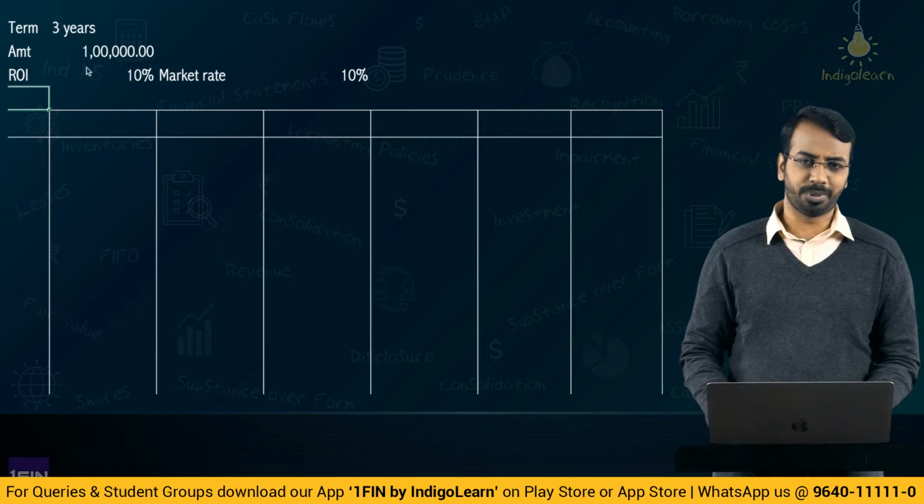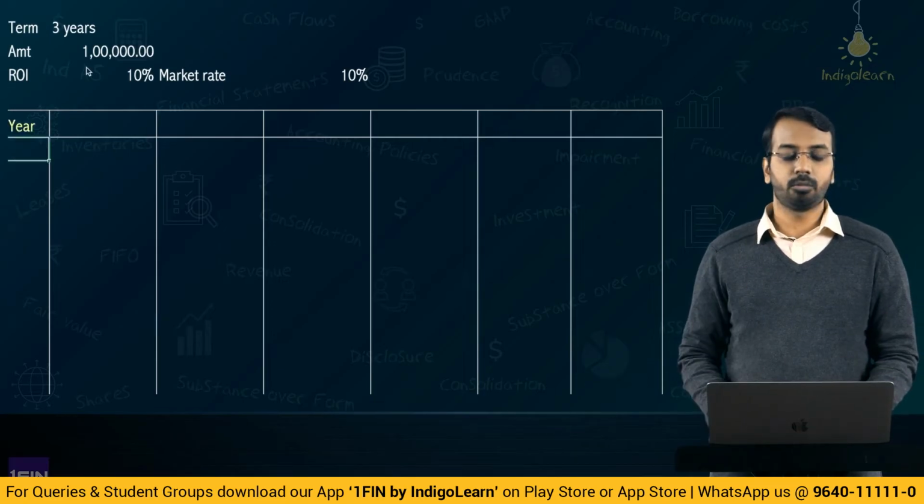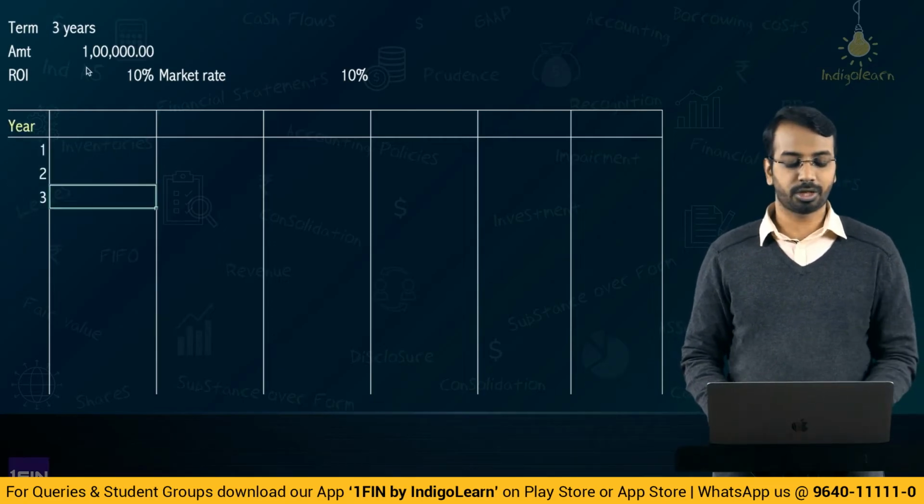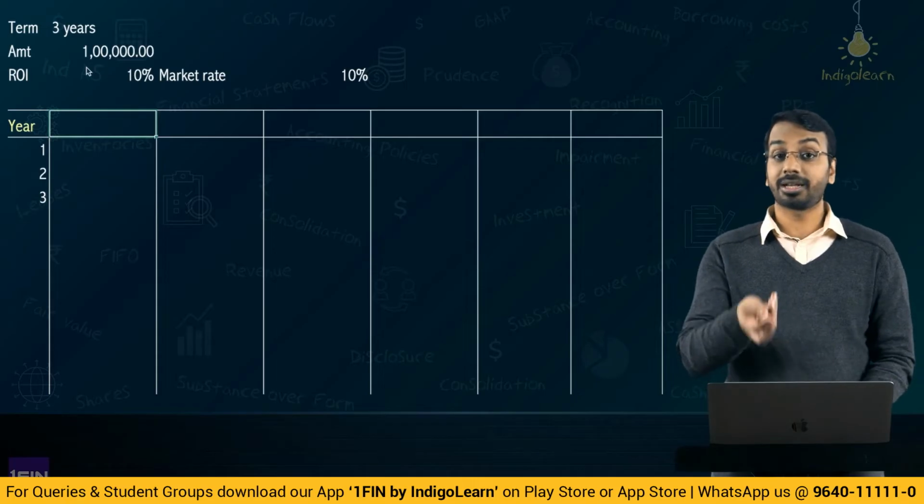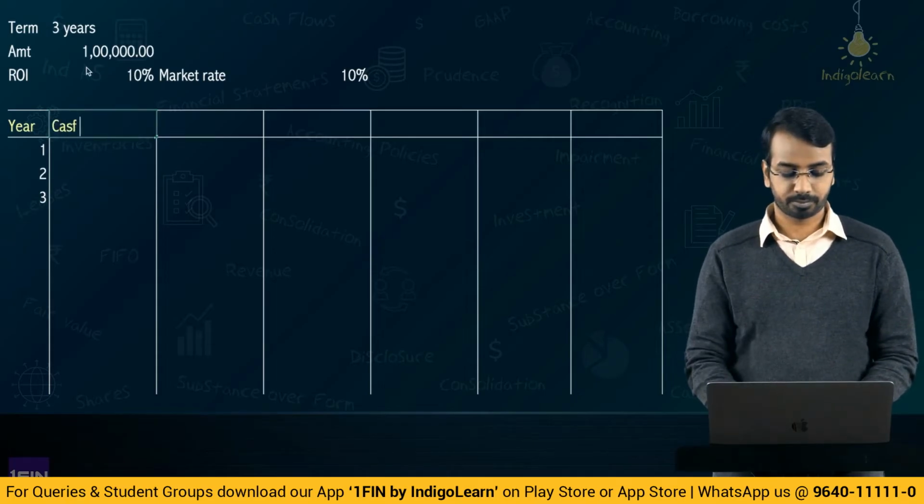After 3 years, it will be repaid, right? So year 1, 2, 3, there are 3 years, okay. Now, what is the cash flow for the company?